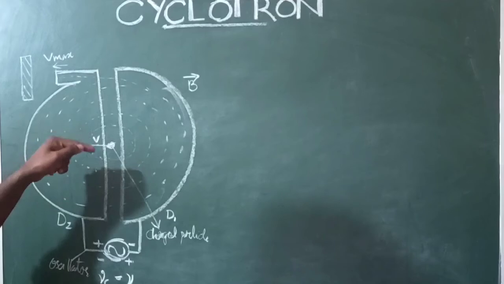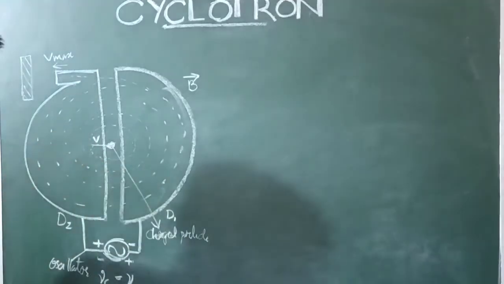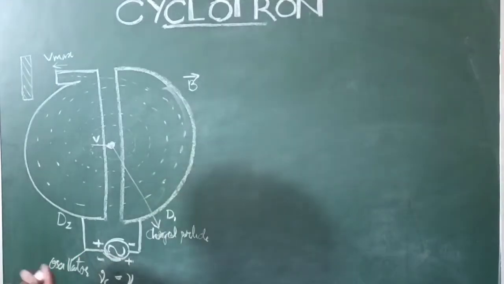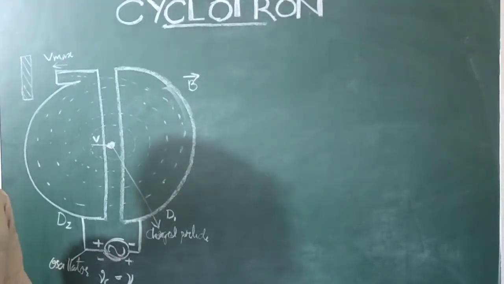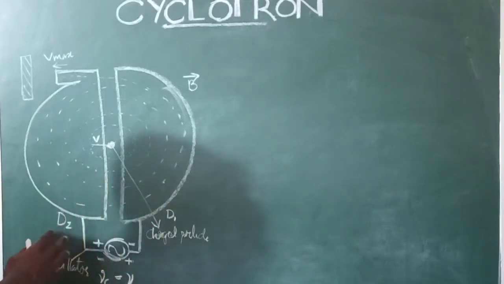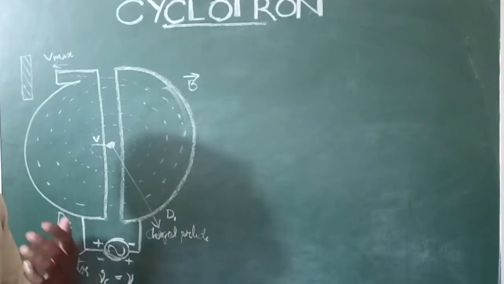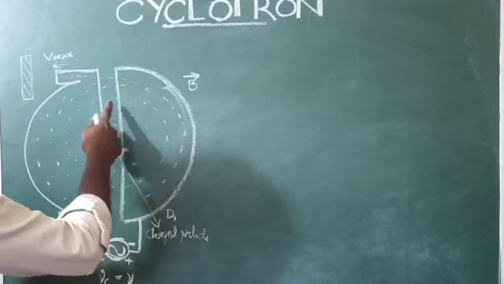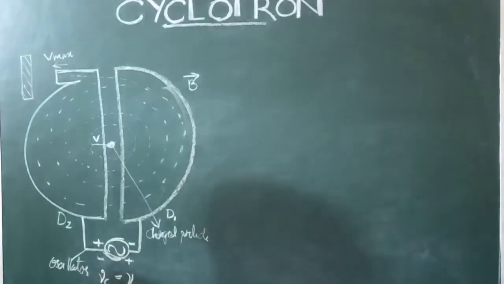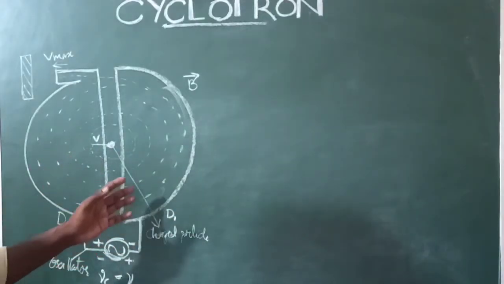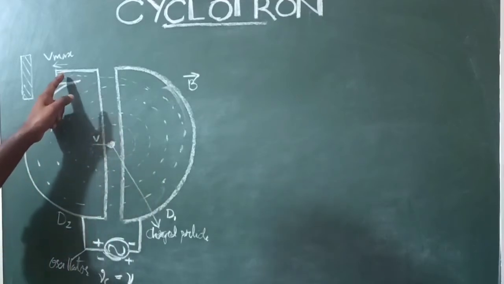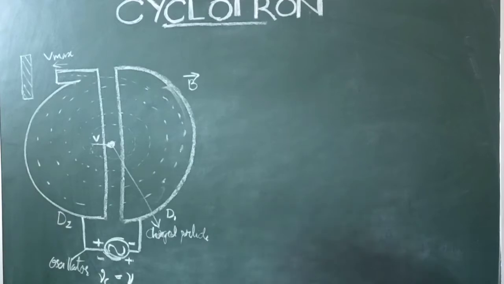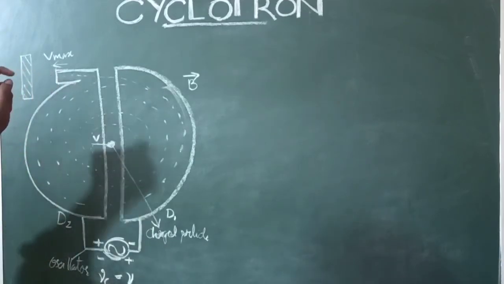And why is this electric field produced by the oscillator? When a charged particle is kept in an electric field, a force is exerted on it, so that force can accelerate the speed of the particle. Here we can accelerate it repeatedly inside the discs, and then the particle with the maximum velocity can be taken out through here and used.